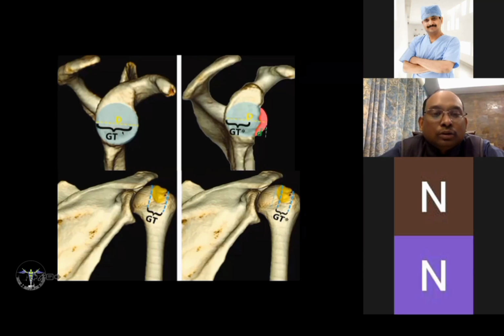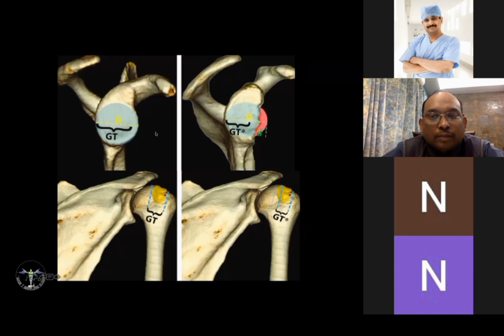Yeah. So I was talking of the glenohumeral joint engagement. So what happens is, 83% of the surface of the glenoid, that is the diameter, 83% of the diameter gets engaged normally with the humeral head. So this is what is called the glenoid track.